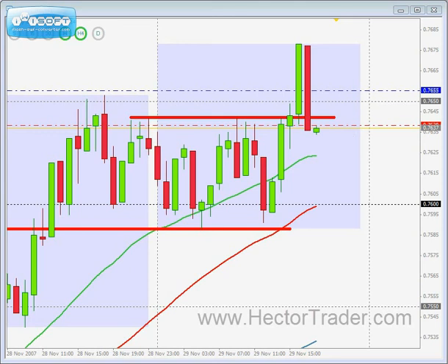Alright guys, that's all for this trade. Minus 21 pips. Well, I'm not being very lucky with the New Zealand dollar as of lately.